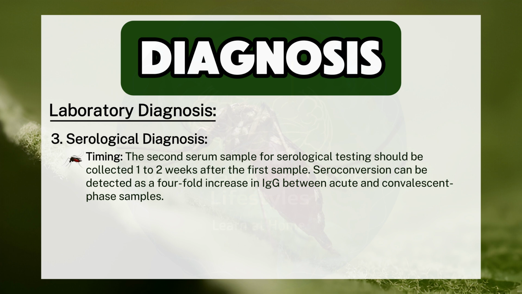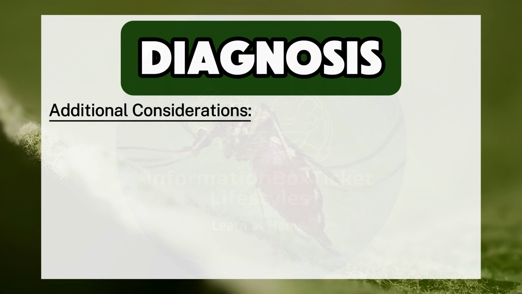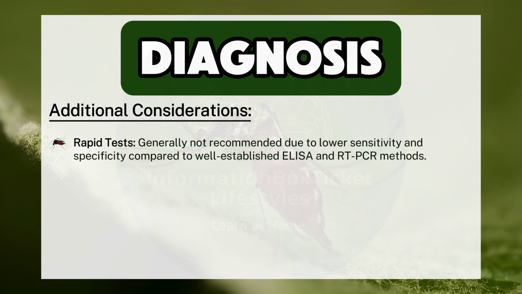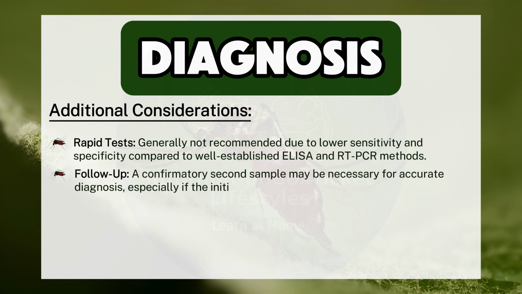Timing. The second serum sample for serological testing should be collected 1 to 2 weeks after the first sample. Seroconversion can be detected as a fourfold increase in IgG between acute and convalescent phase samples. Additional considerations. Rapid tests are generally not recommended due to lower sensitivity and specificity compared to well-established ELISA and RT-PCR methods. Follow-up. A confirmatory second sample may be necessary for accurate diagnosis, especially if the initial tests are inconclusive.